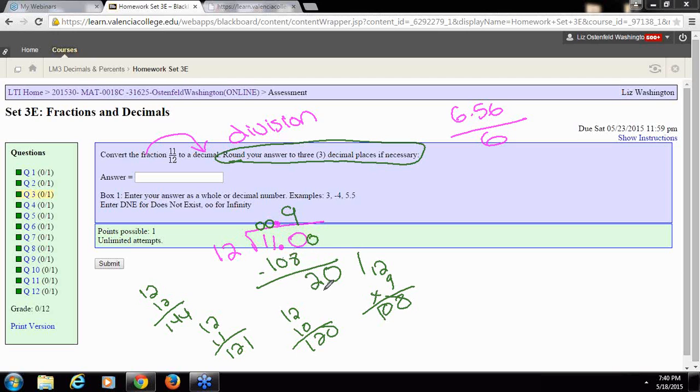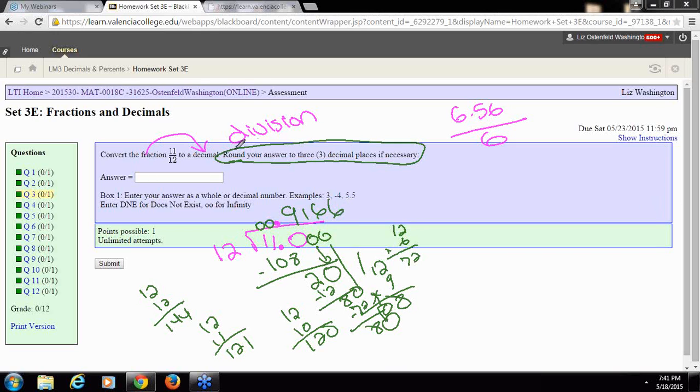So I had a remainder of 2. I brought down my 0. 12 goes into 20 once. Gives me a remainder of 8. Add another 0. 12 goes into 80. How many times you think? I know 12 times 6 is 72. So that's probably about right. I'm going to get a 6. I get a 72. I get another remainder of 8. Bring down another 0. So I'm going to get 6 again.